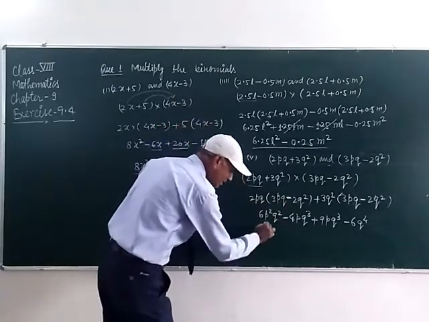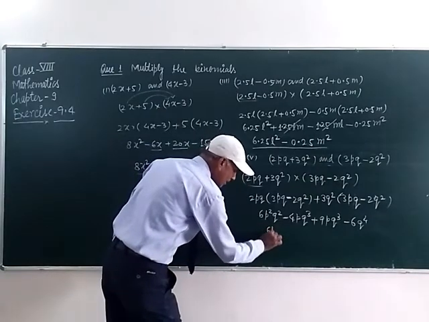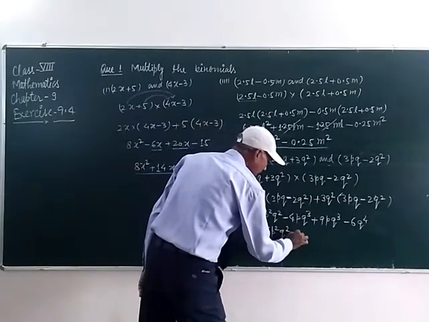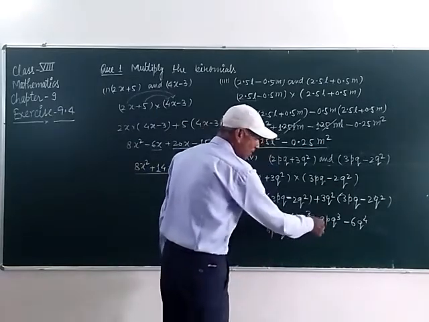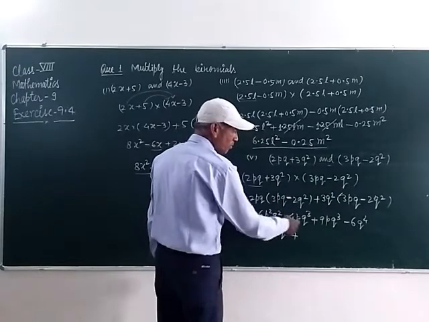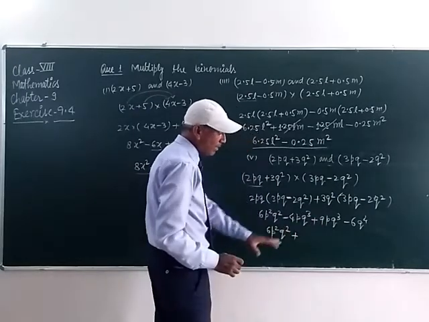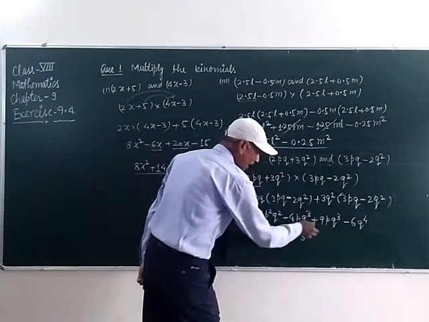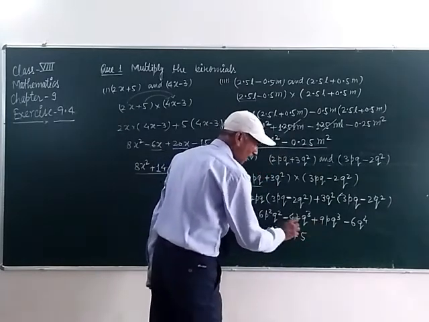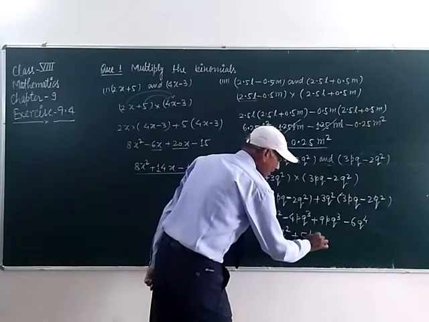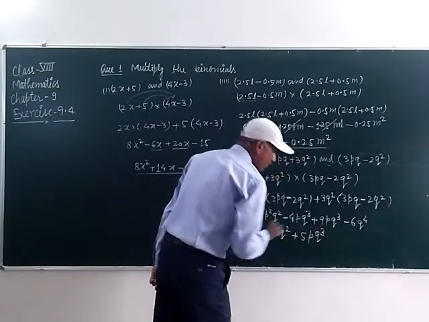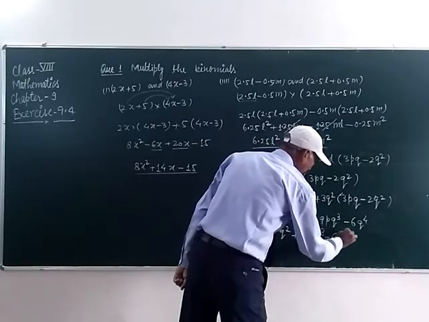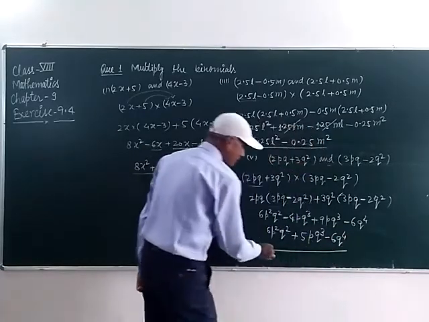So in the last step, student, it will be 6p square q square plus, because this 9 is positive, student, and 4 is negative. So 9 is greater, so we have to put a positive sign. That is 5, from 9 we have to subtract this 4. 5pq cube and minus 6q to the power 4. This is the answer, student.